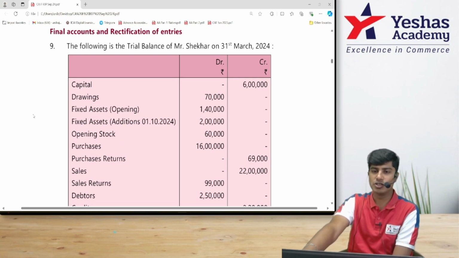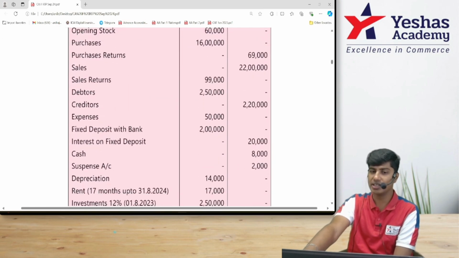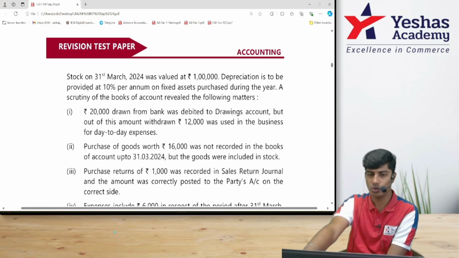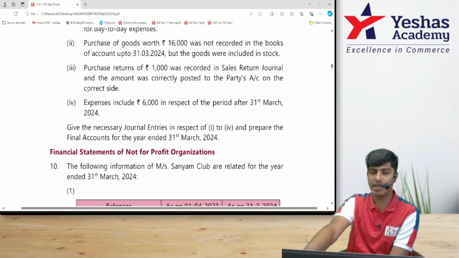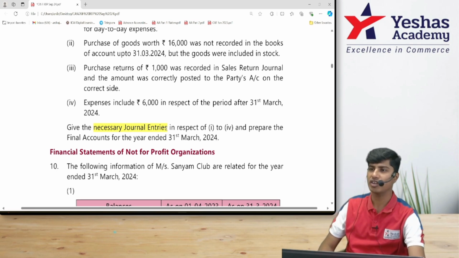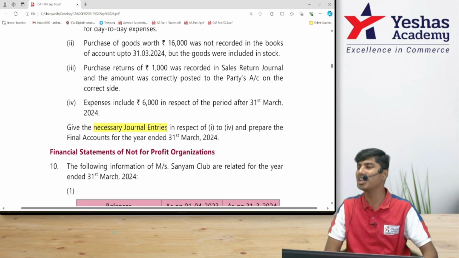Following is the trial balance of Mr. Shekhar on 31st of March 2024. Okay, let's skip the trial balance and quickly go to the end of the question to see what they want us to do. Come to the end of the question. Give necessary journal entries in respect of adjustments 1, 2, 3, 4. Okay, for the first 4 adjustments, we need to pass adjustment entry, basically rectification entry.